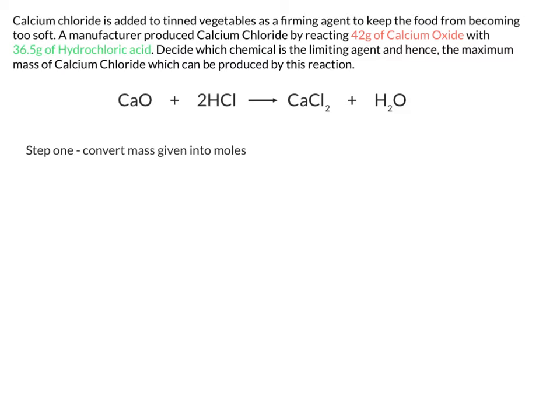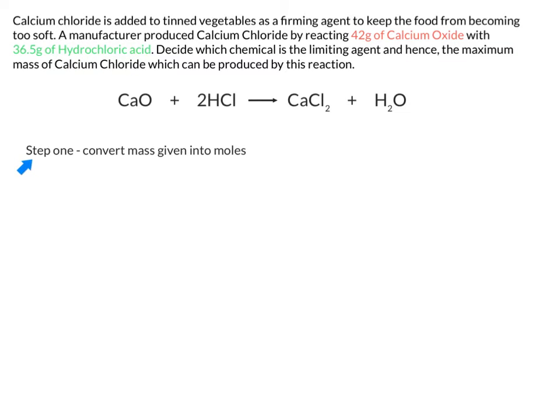Calcium chloride is added to tinned vegetables as a firming agent to keep the food from becoming too soft. A manufacturer produced calcium chloride by reacting 42 grams of calcium oxide with 36.5 grams of hydrochloric acid. Decide which element is the limiting agent and hence the maximum mass of calcium chloride which can be produced by this reaction. So the main difference between limiting reactant calculations and any other type of moles calculation is that you're given two different masses in your question. So we're told we have 42 grams of calcium oxide and we have 36.5 grams of hydrochloric acid.